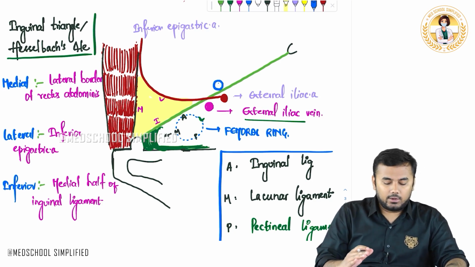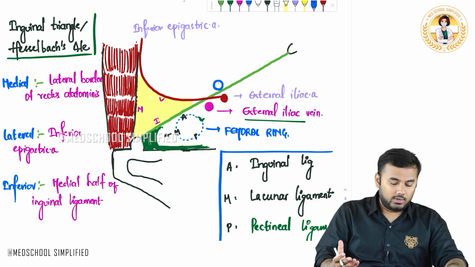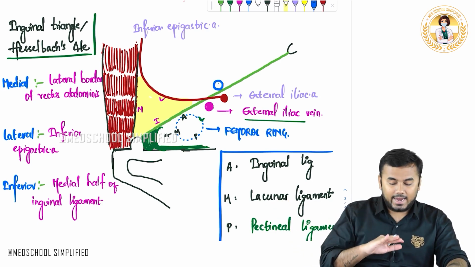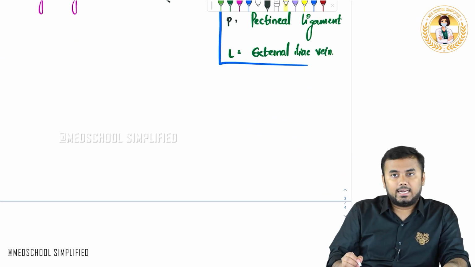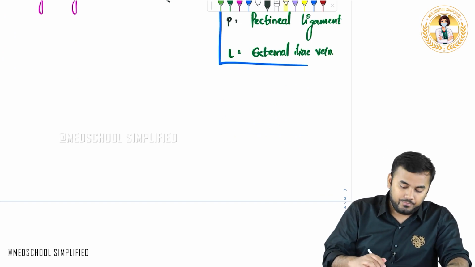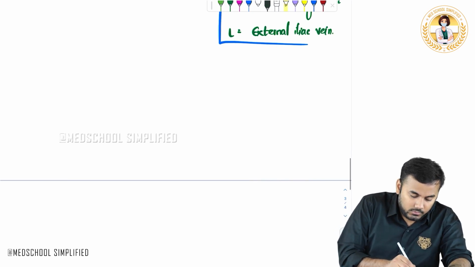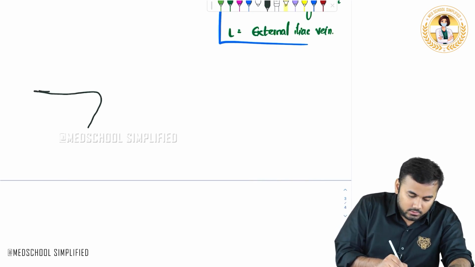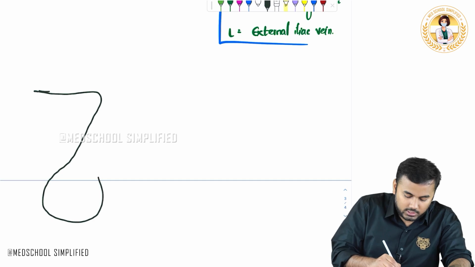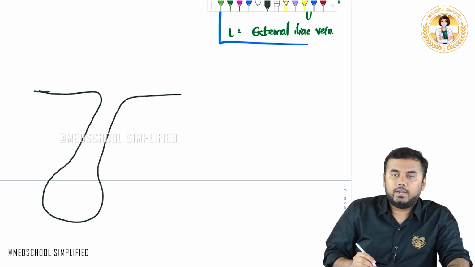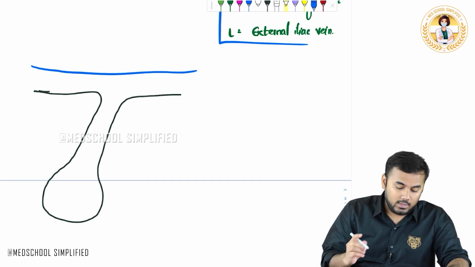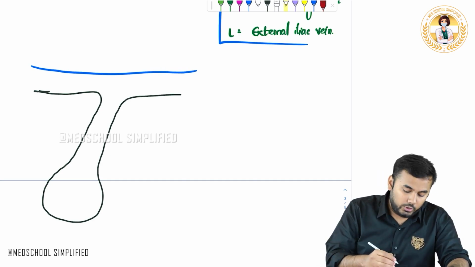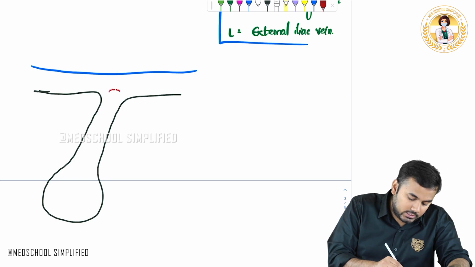Now, in this picture, I cannot show you what is a direct and indirect inguinal hernia. This is the anterior view. From the lateral view, I can very clearly show you. Okay. For example, let us say this is a scrotal sac, this is a testis over here, right? And let us also say that this is your abdominal wall. Now, here you will find two rings.